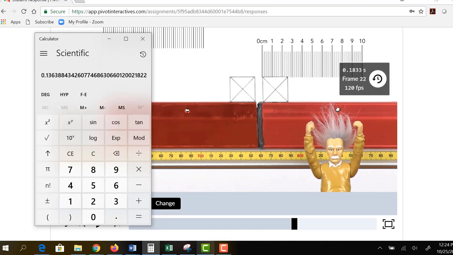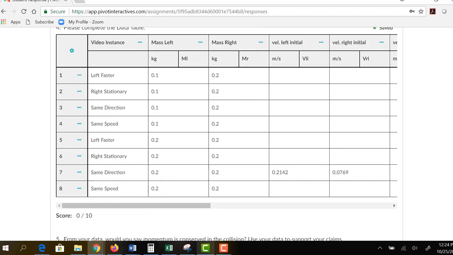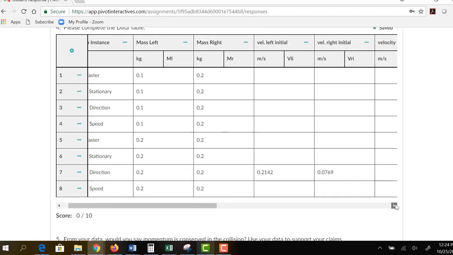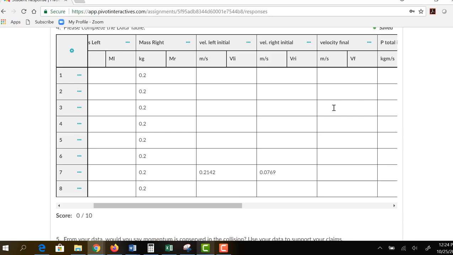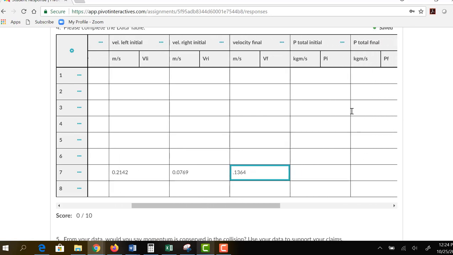Okay, so let me go down to the data table here. 0.1364, that's their combined speed. So if you go over here, velocity final, that's them stuck together. 0.1364. Okay, and you can notice this is in meters per second, masses are in kilograms. So we want to get the total momentum. This is the part we're going to have to do the calculations.